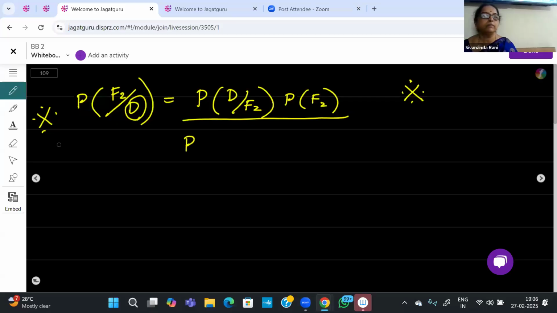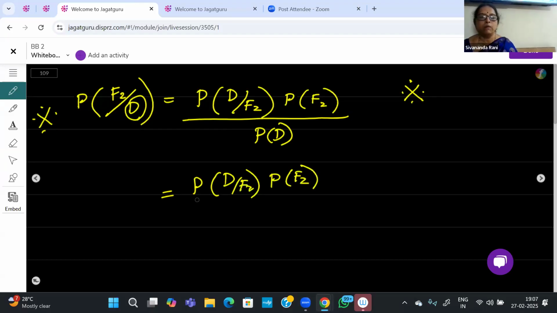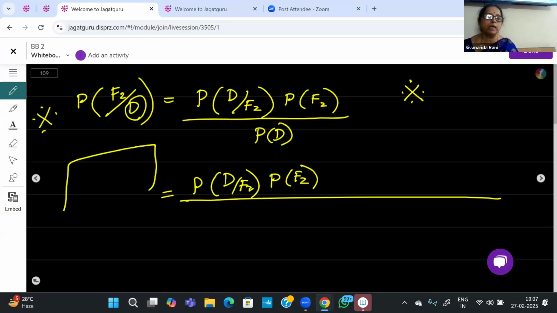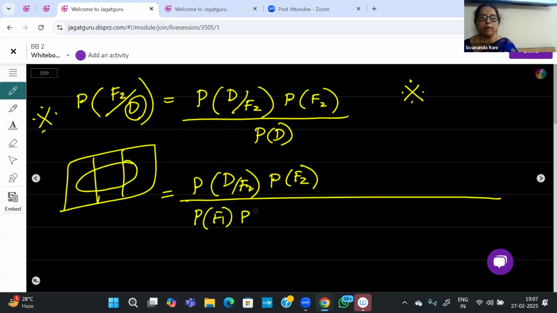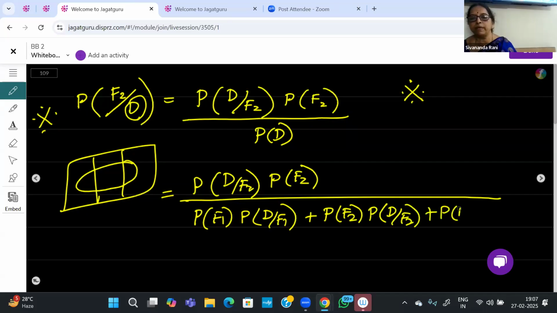That is P of D. And we know the probability of D can be obtained using what? The total probability theorem, isn't it? D given F2 into P of F2. And what is P of D? We know the situation, right? F1, F2, F3. And the D is a part of that. And therefore, your P of D is going to be P of F1 into P of D given F1, all possibilities, P of F2 into P of D given F2, plus P of F3 into P of D given F3.